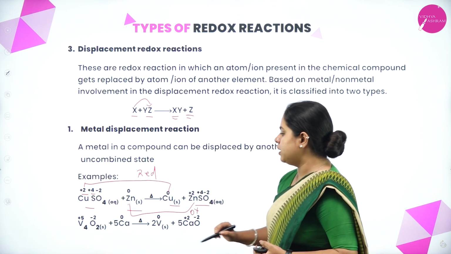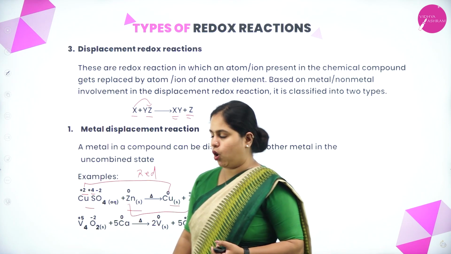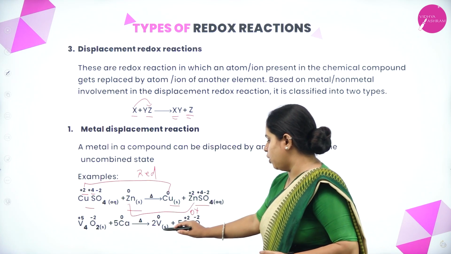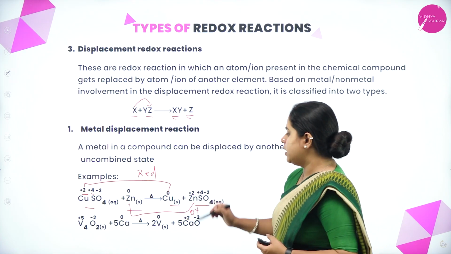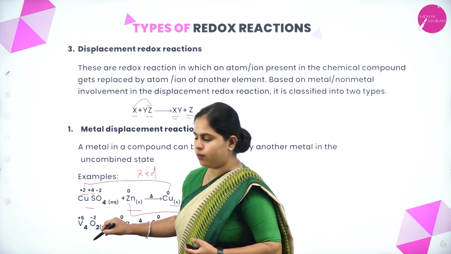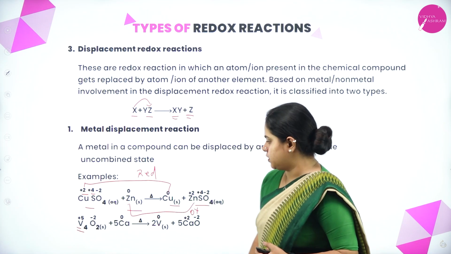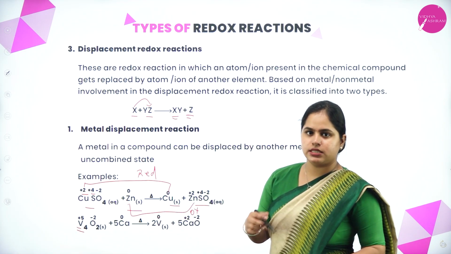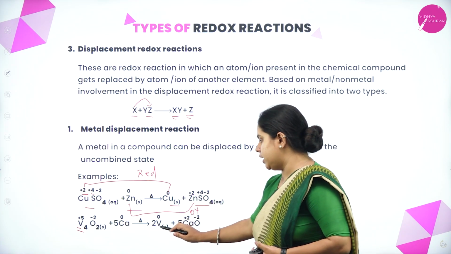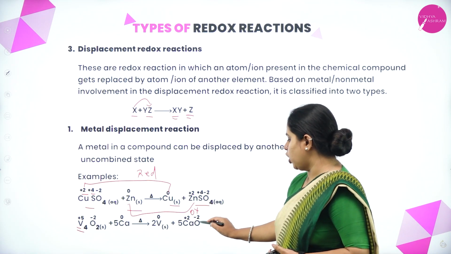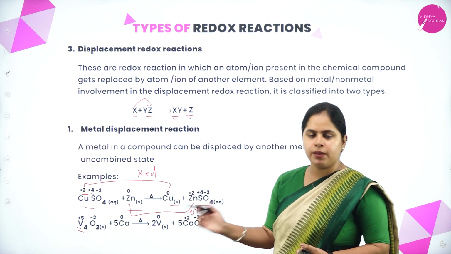Right. The next example, V2O5, vanadium oxide, combines with calcium to form vanadium and calcium oxide. Here also for oxygen it is -2. So when we calculate the oxidation number for vanadium, it will be +5. Right. And for calcium, as it is in its elementary state, it is 0. For vanadium also it will be 0. And calcium oxide, oxygen is -2, for calcium it will be +2.